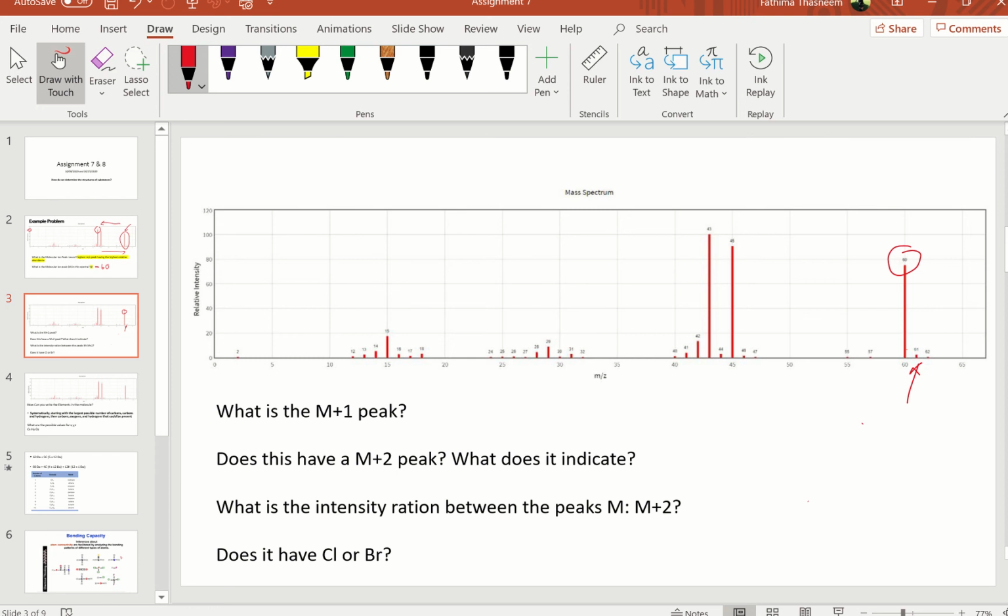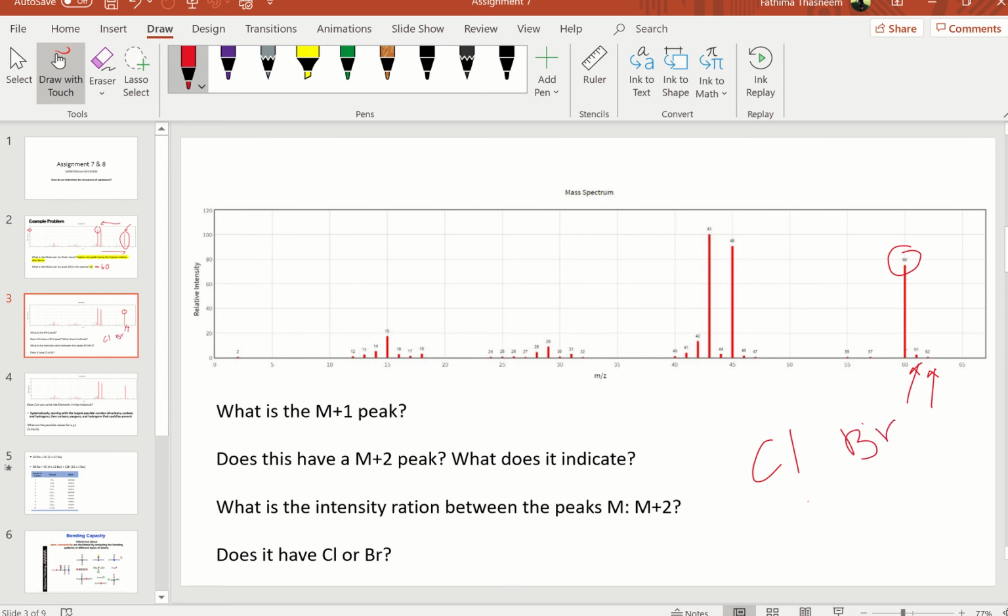And then, why does this have an M plus 2 peak, and if so, what does it indicate? If M is 60, M plus 2 is at 62. Some people can be confused because there is a very tiny peak at 62. If there is an M plus 2, that means there is a halogen presence. So halogens, we know, are chlorine or bromine.